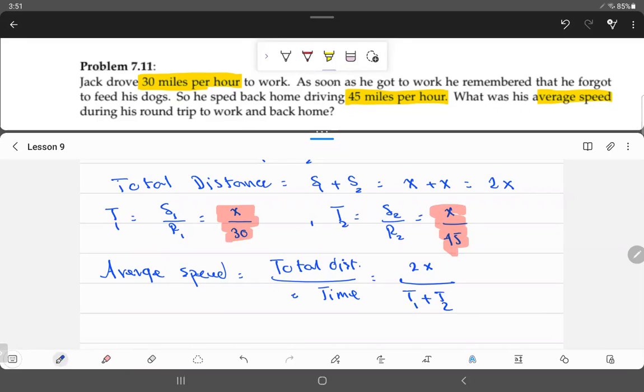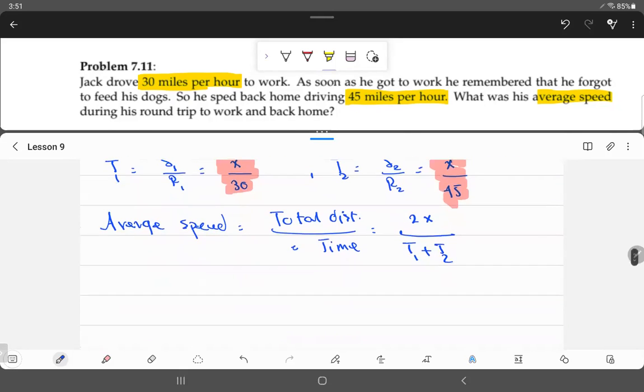But I don't want to write this in terms of T1, T2 because we need to have only one variable, which is X. So let me simplify. This one is equal to 2x over X over 30 plus X over 45. Do you agree? And this is the total time. So let me get a common denominator there. So we have 2x divided by this guy. Do you agree?